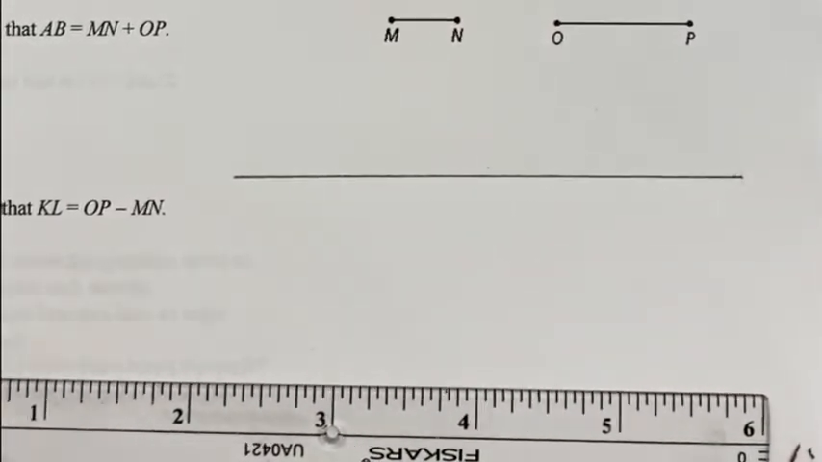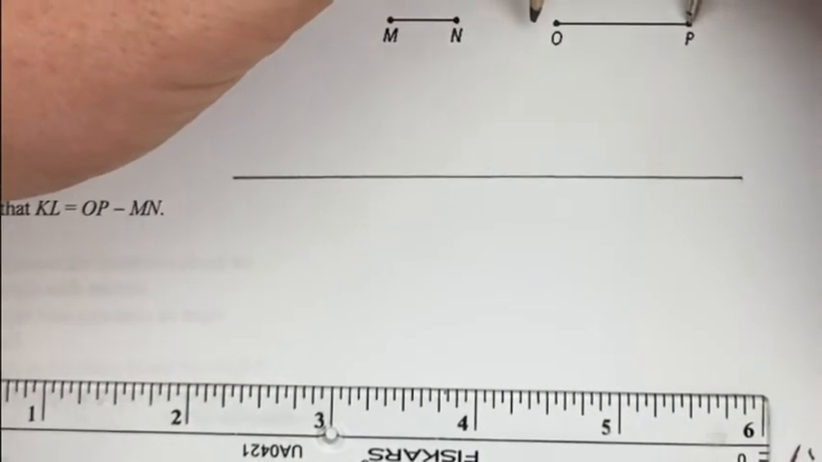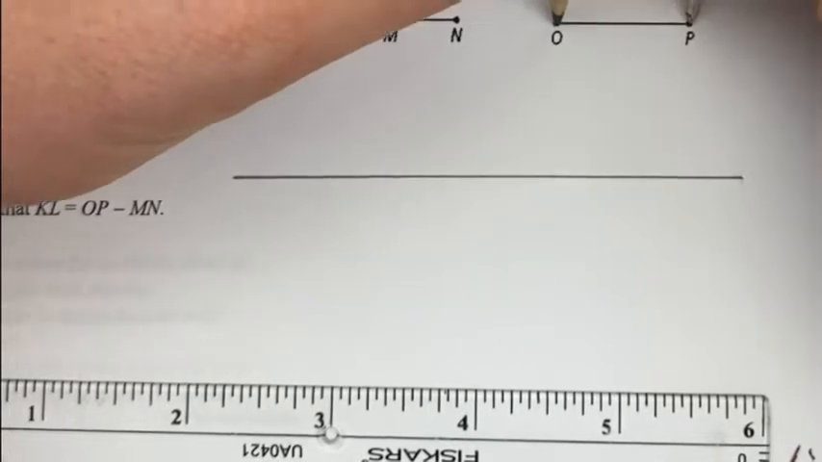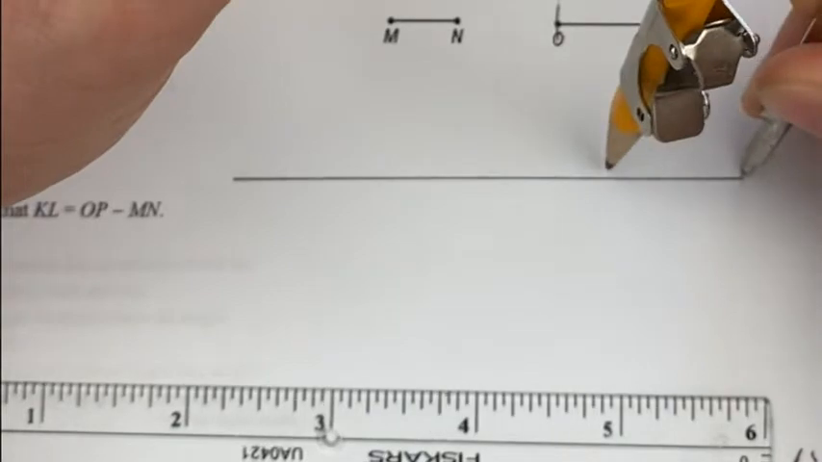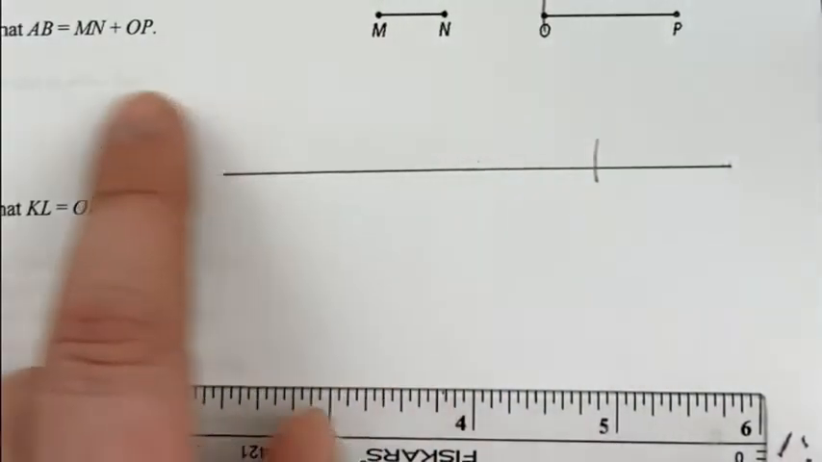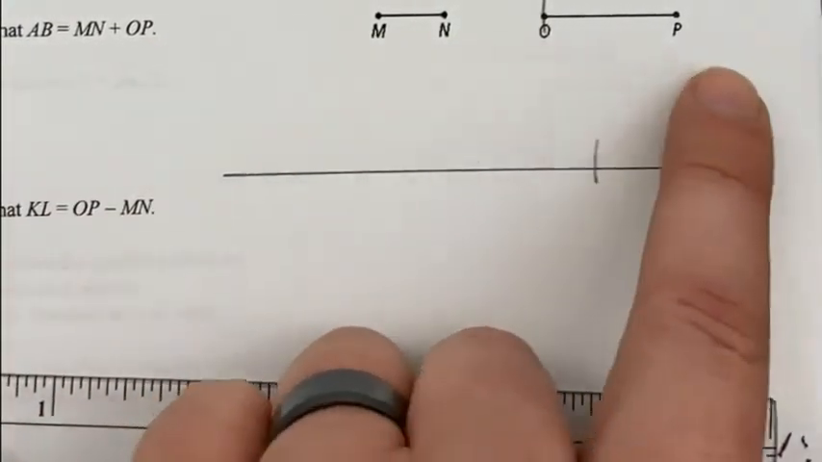Great. So, if you want to match the length of a line, it's easy. You put your compass at both ends of the line segment, make a little arc to make sure it's the same length. Come over to your new line segment, make an arc. That's the same length. AB is MN and OP together.